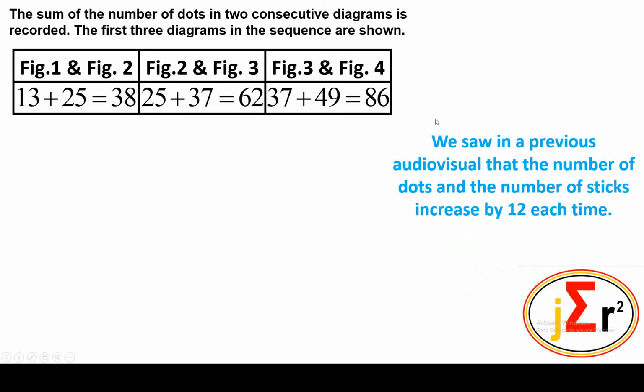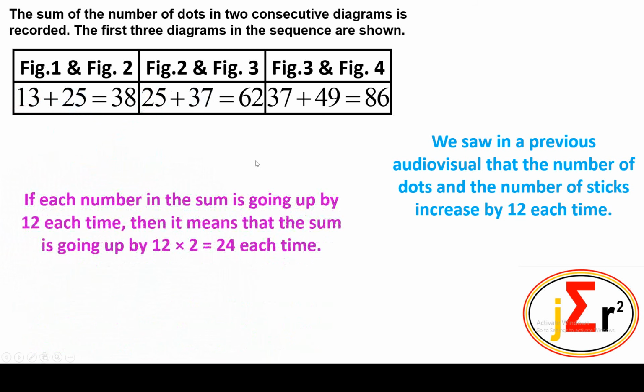We saw in a previous audiovisual that the number of dots and the number of sticks increased by 12 each time, but we're just taking a look at the number of dots. Irrespective, they increase by 12 each time. What do we imagine? If they increase by 12 each time, then the sum of two of them will increase by 24 each time. We see that they increase by 12 each time. 13 to 25, we have that shown to be 12, and so on.